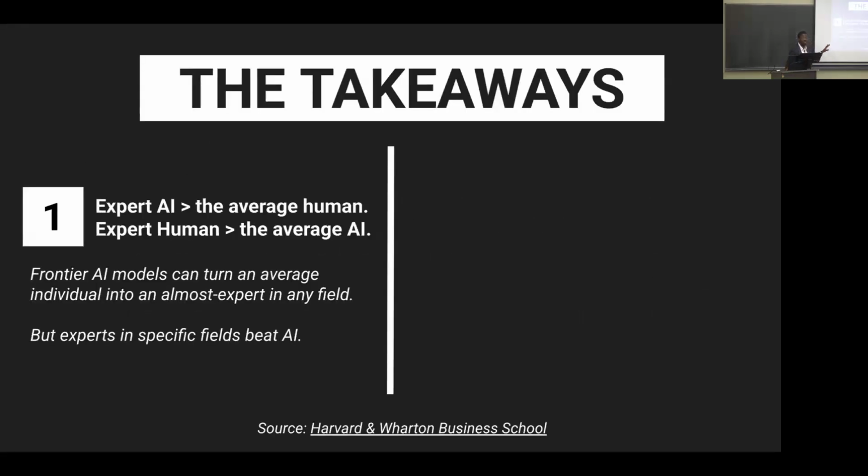So here are the 2 takeaways from this first study. One is that an expert AI is better than the average human, right? That was the study about the LSAT that I showed, the SAT math, the GRE. But an expert human is better than average AI, right? Like I said, these large language models are just taking massive data sets and you dump a bunch of data into it, and it's going to get like an average response. And if you're an expert in this topic, you're going to be like, this average response is pretty bad, right? And so that's what we say. We say frontier AI models can turn an average individual into an almost expert in any field, but experts in specific fields still beat AI.